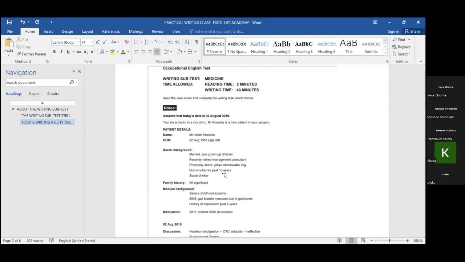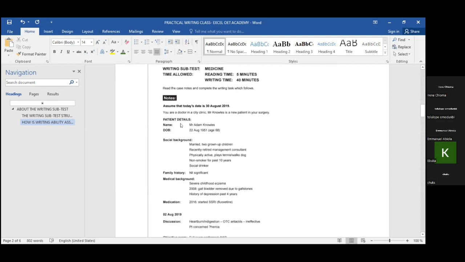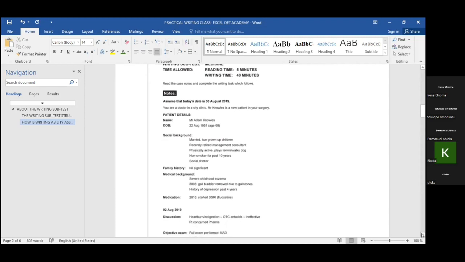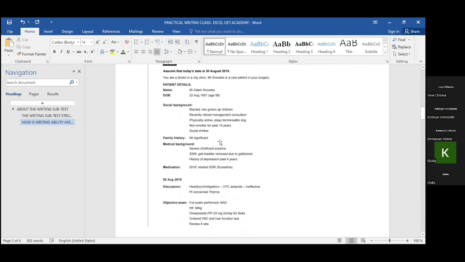Yes, it is, sir. So anything that's to do with smoking and drinking, no worries, it's important. So non-smoker for the past 10 years, social drinker, is important information to add in your social history. Okay, let's look at family history. Nothing was significant, so we move on.